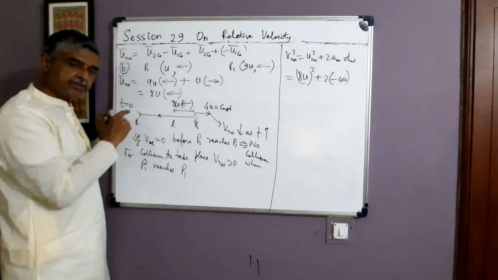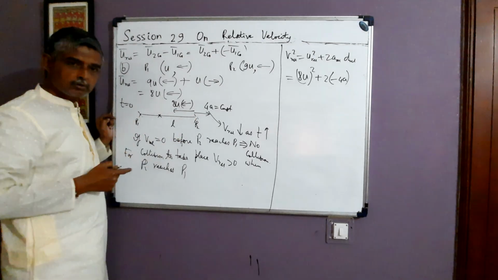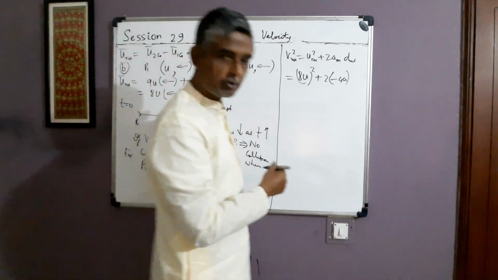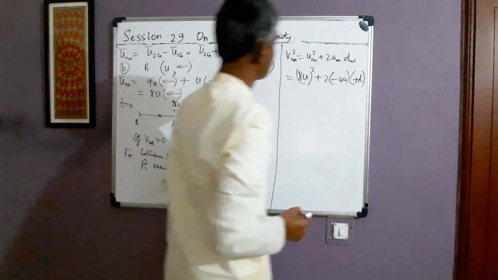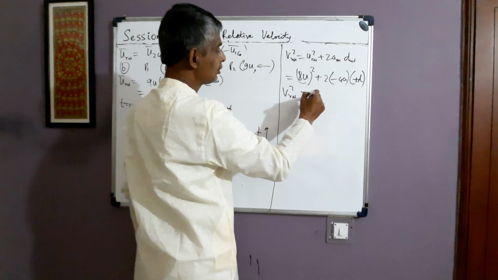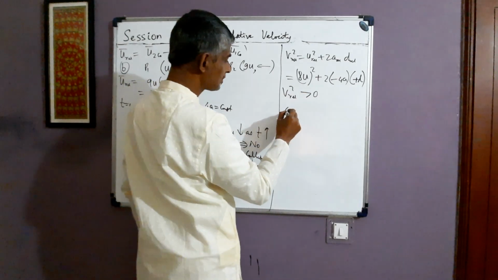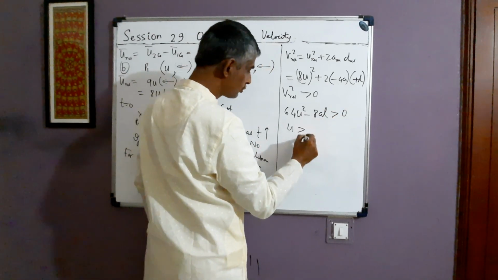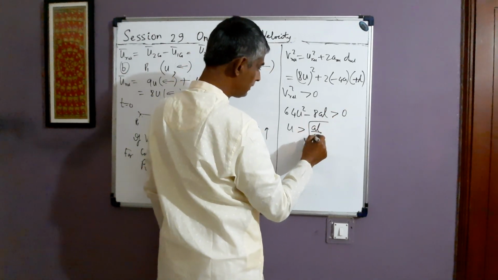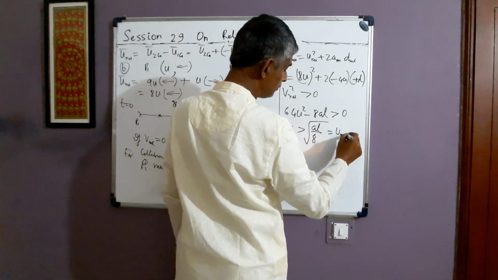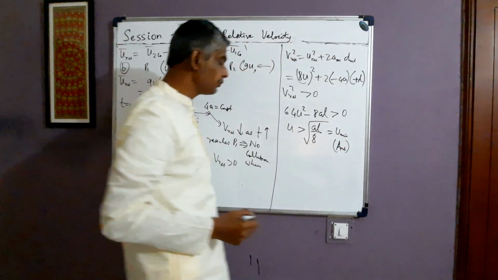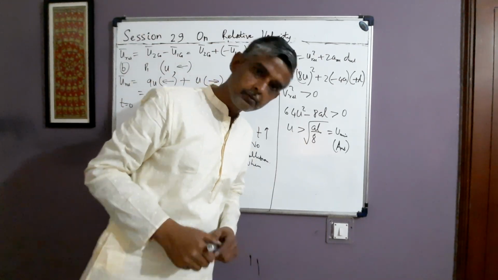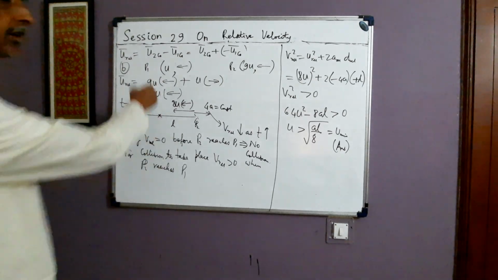Now as seen from P1, P1 is at rest. P2 is coming from here to here. So D relative, the displacement of P2 with respect to P1, is L towards left, that is plus L according to our convention. Now this V relative square should be more than 0 for collision to take place. So 64u square minus 8aL should be more than 0. U should be more than root of aL by 8. This is the minimum value of u so that collision takes place. Part B of the question has also been fully solved. Fine.